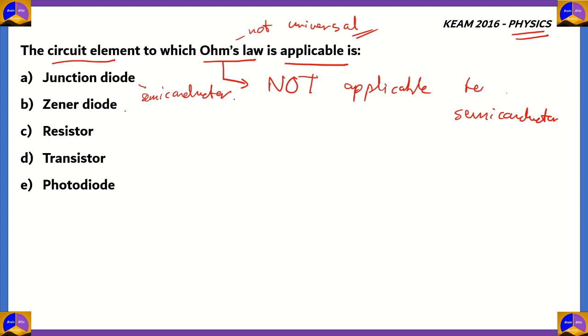Zener diode is again a type of diode that's operating in reverse bias. So that means it is again exempted from Ohm's law. It's not following Ohm's law. So A and B are incorrect.